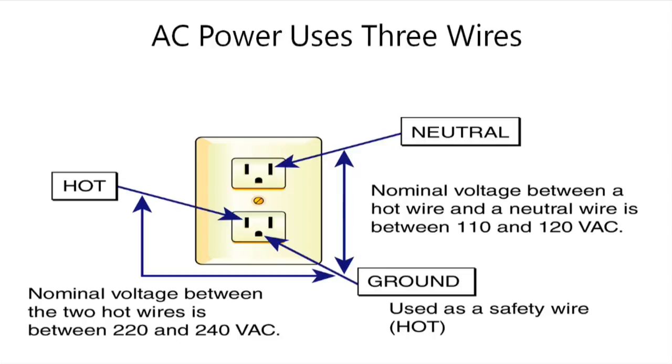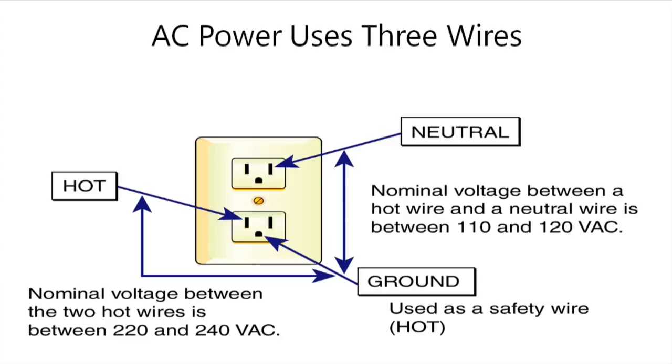So the ground is used as a safety wire. The ground is just what it says. It's a wire that goes out to the grounding of the house to keep everything in check. So when you have power come into your house, it's 240 volts or 220, and it's somewhere in there. It's going to be between 220 and 240.